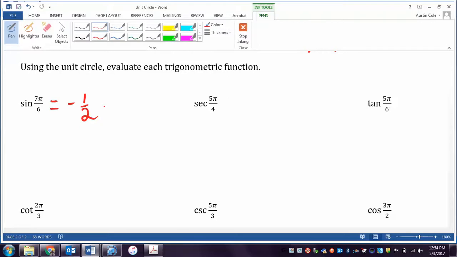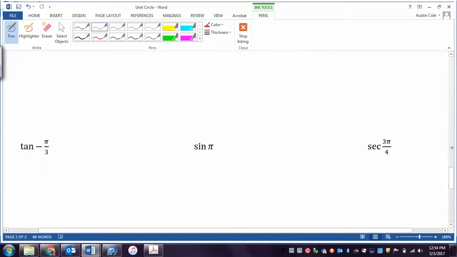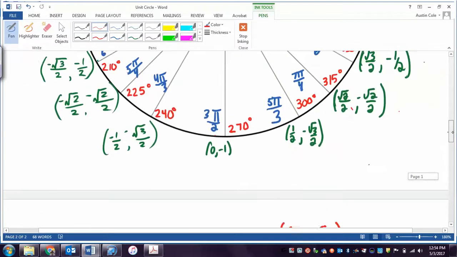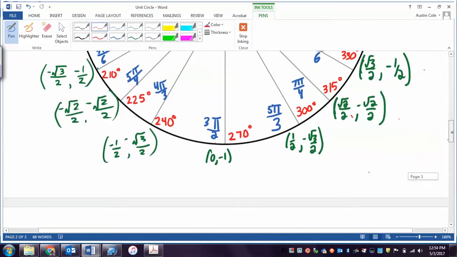Secant of 5 pi over 4. 5 pi over 4 is 225. Okay, secant. What is secant the reciprocal of? Sine or cosine? Cosine. So cosine's always the x. So we're looking at negative square root of 2 over 2. But we want the reciprocal, right? Because we're looking for secant. So flip those. You get -2 over square root of 2.